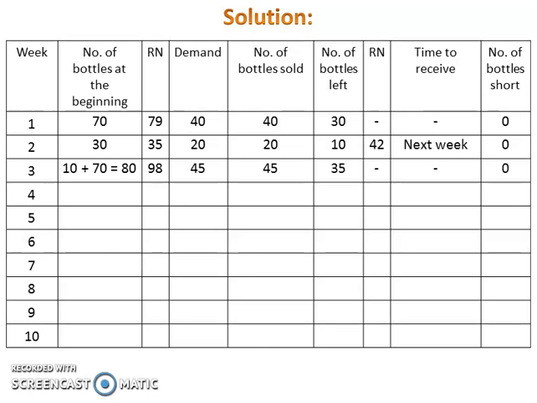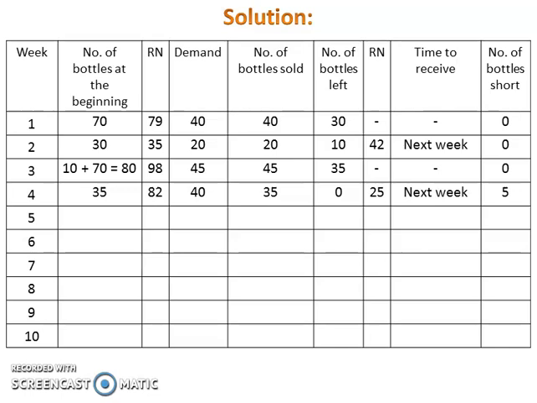On week 4, we begin with 35 bottles of gems, and random number for demand is 82. Demand for week 4 is 40. Since we only have 35 bottles of gems, number of bottles of gems sold on week 4 is 35. Thus, number of bottles of gems left is 0. Since there are no bottles left, we need to place an order. Random number for time to receive order is 25. Time to receive order is next week. There are 5 bottles short, so number of bottles of gems short is 5.